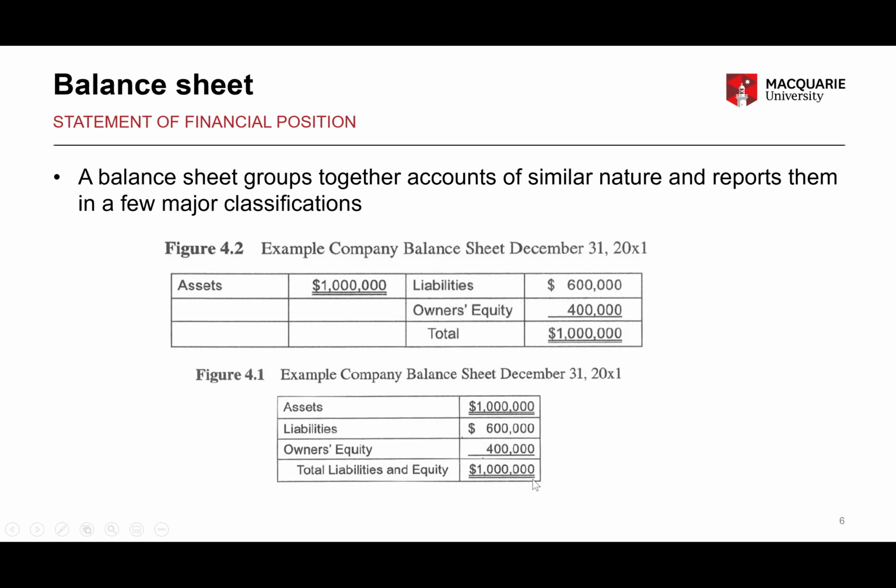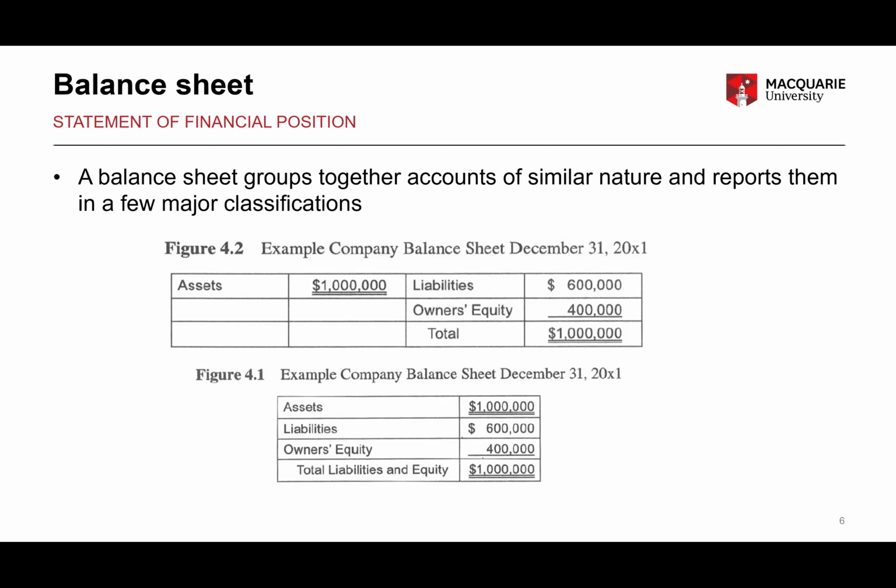But you can see the same information below. Our assets equal our liabilities plus owner's equity. So that is a vertical format. And this format is what we're more likely to see in the annual report of a company. And I am going to be going through the annual report of Woolworths with you later on in this lecture, just to show you how their balance sheet appears.